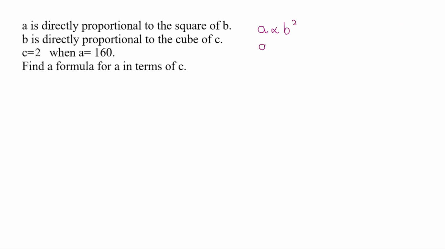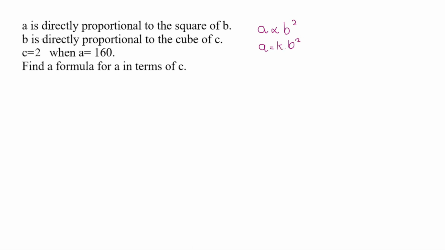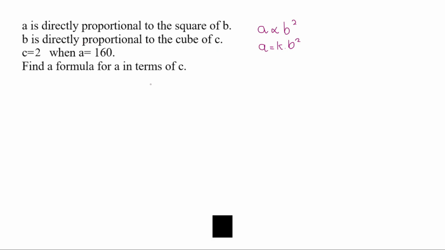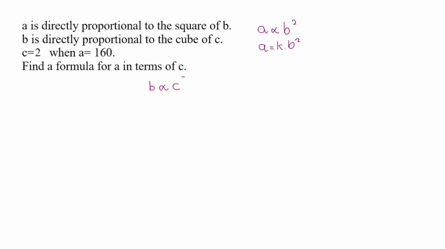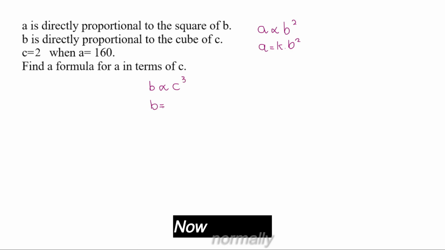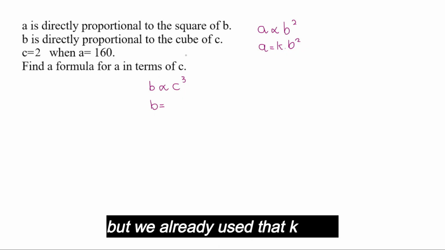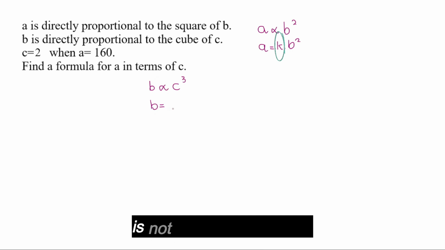So we know A is equal to some constant times B squared. B is directly proportional to the cube of C. So B is proportional to C cubed. B is equal to some constant. Now normally we use K for the constant, but we already used that K here. So I can't put the same K here because it's not the same constant.